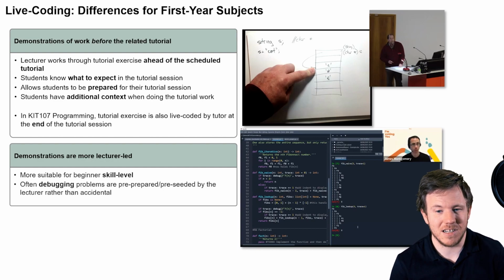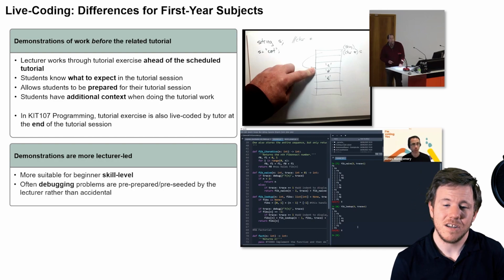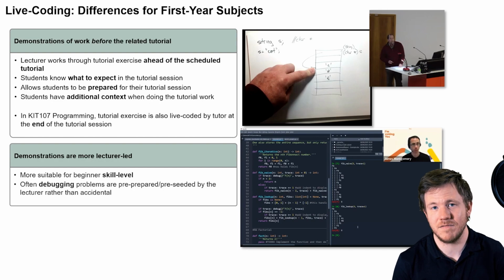Every programming lecturer in ICT has their own style for live coding. And as you can see, there's quite a bit of variation. In ICT, we're all working really hard, iterating on these approaches to ensure students get a useful and active learning experience.